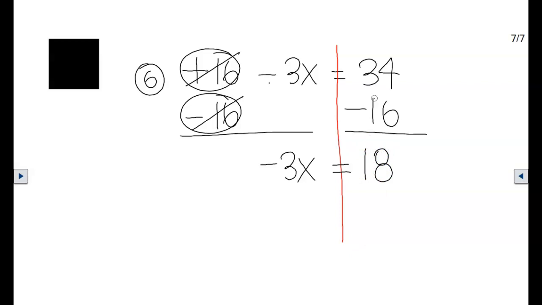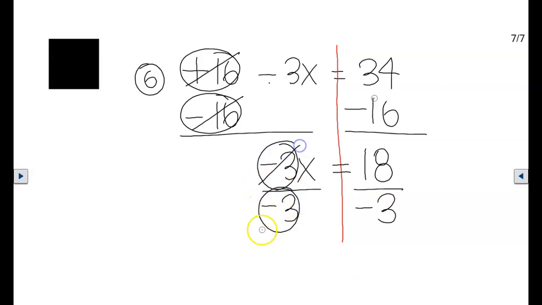So we've undone our addition with a subtraction. Now we're looking at negative 3x. That is multiplying. We are multiplying by a negative 3. So we need to do the opposite, which is to divide by negative 3. Don't change the negative 3. Change the operation. He's multiplying, so you divide. So you're multiplying by negative 3, you're dividing by negative 3. Cancel out. X is alone.